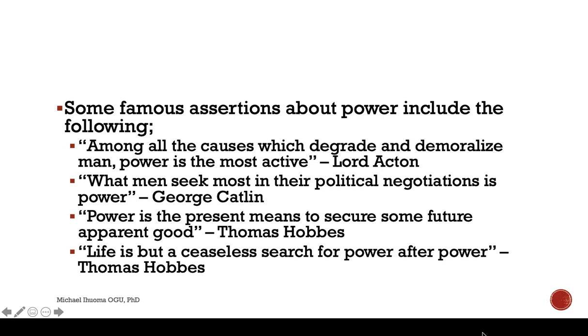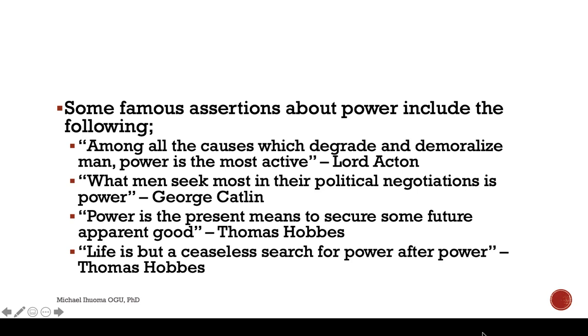George Catlin says that what men seek most in their political negotiations is power. And even though Catlin says that it is restricted to political negotiations, we know that power is not restricted to political negotiations.